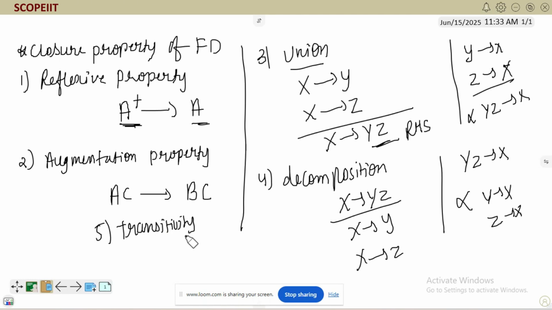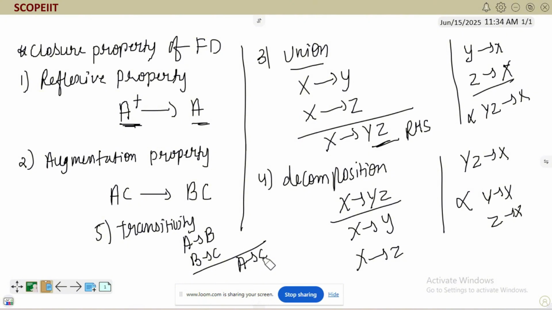Now, what is transitivity property? Transitivity property says that if you have A tends to B, and you have B tends to C, then you can directly write it as A tends to C. A to B, B to C, so we can even write it as A tends to C. This is your transitive property. So these are the 5 closure properties of functional dependency.